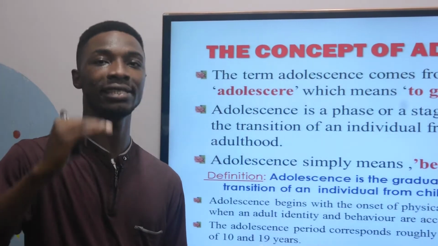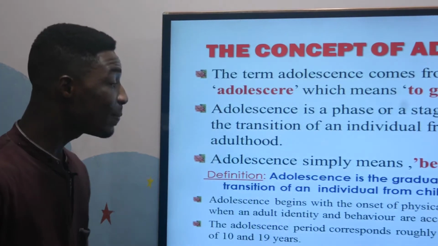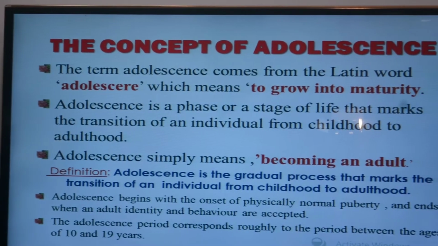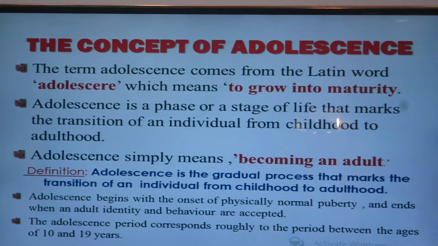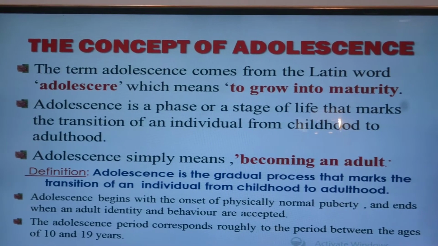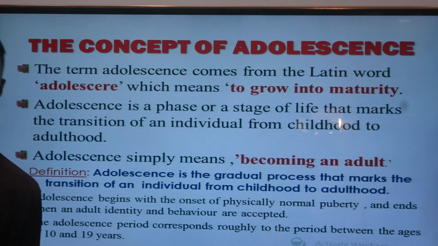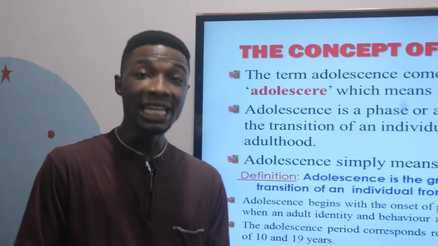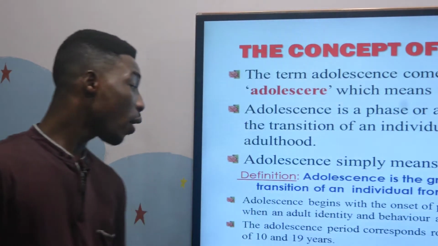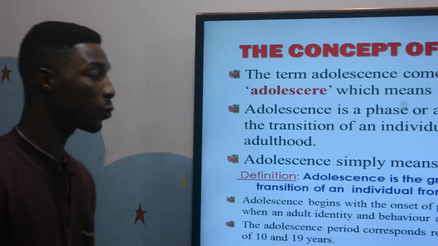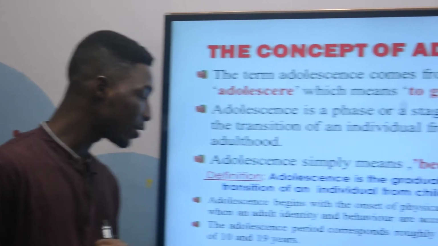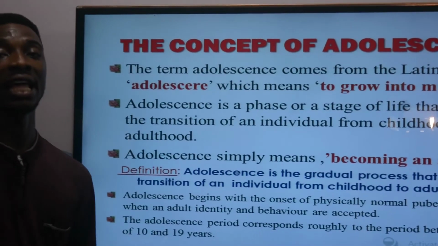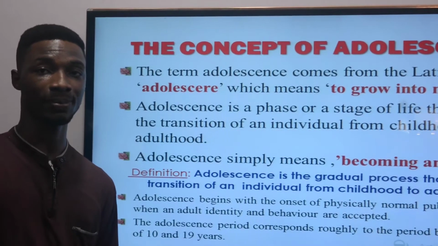It occurs in stages. Adolescence begins with the onset of physically normal puberty. So puberty is the first stage of adolescence and ends when an adult identity and behavior are accepted. That is, an individual is fully considered as an adult when he leaves the adolescence period. And also, the adolescence period corresponds roughly to the period between the ages of 10 and 19. So anyone within the ages of 10 and 19 is considered as an adolescent.